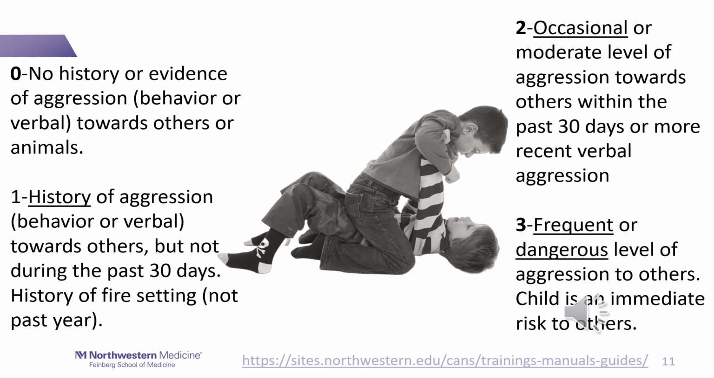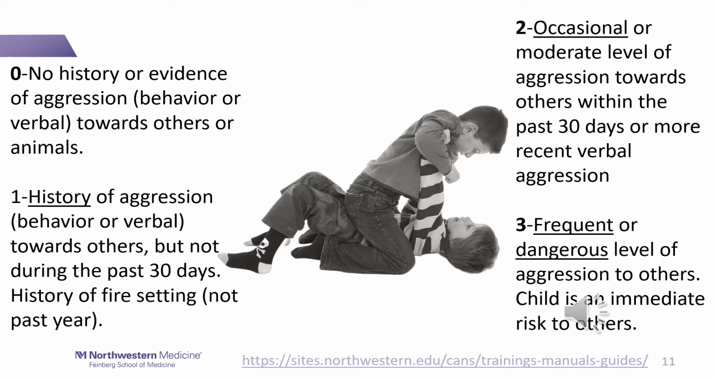64, danger to others ratings. 0, no history or evidence of aggression towards others or animals. A 1, history of aggression towards others, but not during the past 30 days. History of fire setting, but not within the past year, would also be rated here. 2, occasional or moderate level of aggression towards others within the past 30 days, or more recent verbal aggression. And a 3, frequent or dangerous levels of aggression towards others. Child is an immediate risk to others.